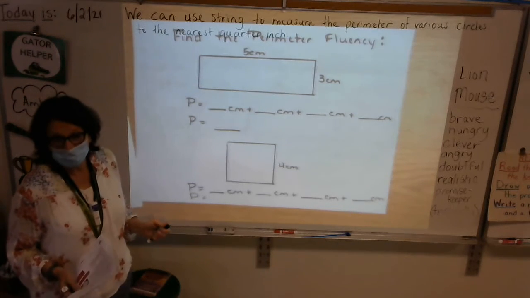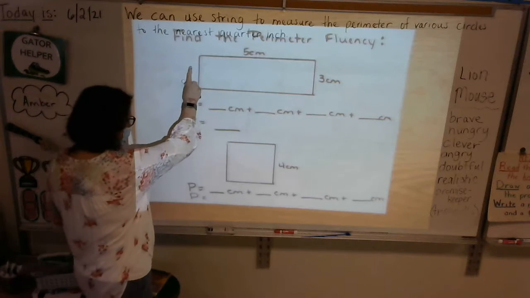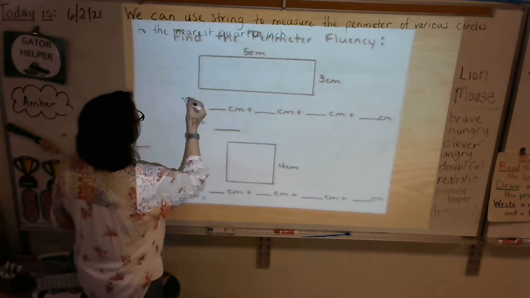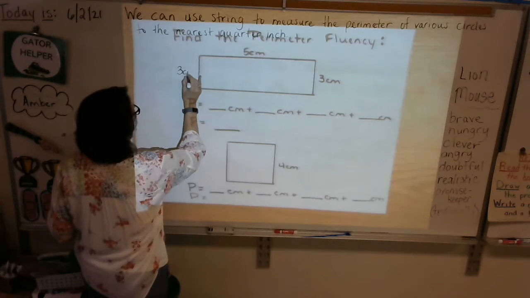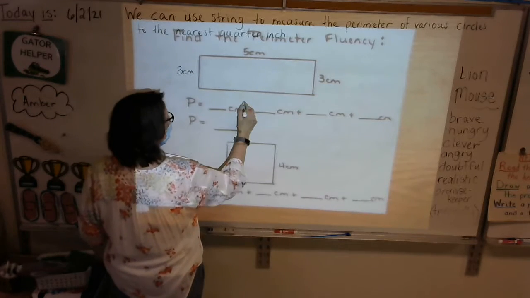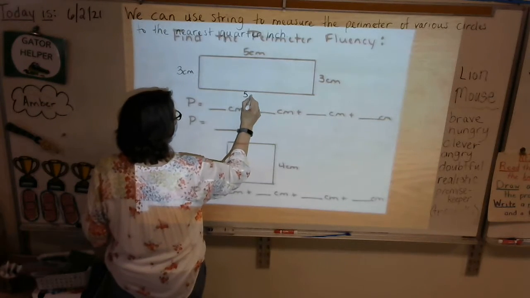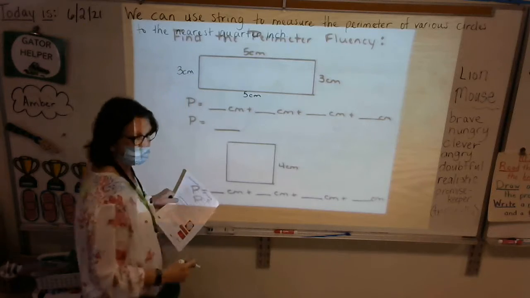All right, help me label the side length. What will this side length be, Lucas? That would be 3 centimeters. Very good. And how about this side, Kim? That would be 5 centimeters and 5 centimeters. Okay, opposite sides in a rectangle are equal.